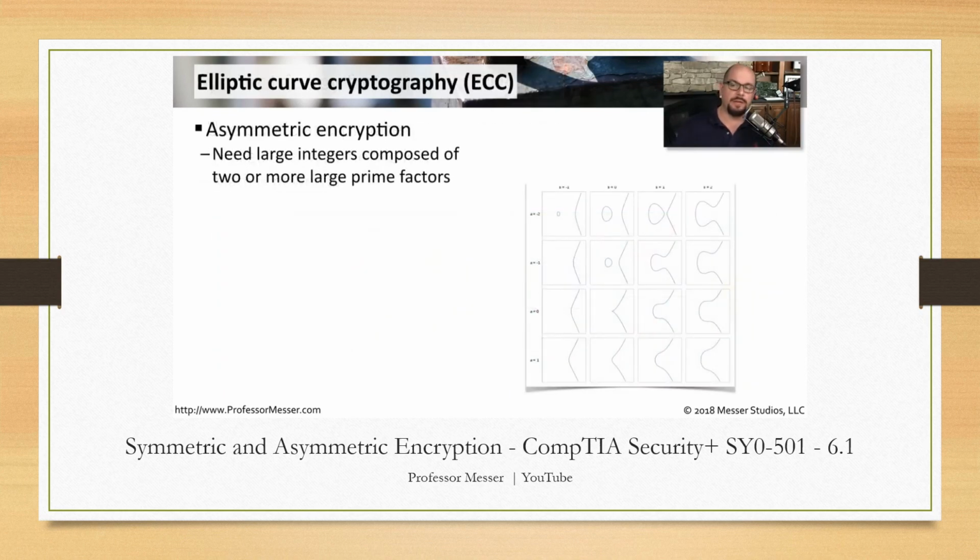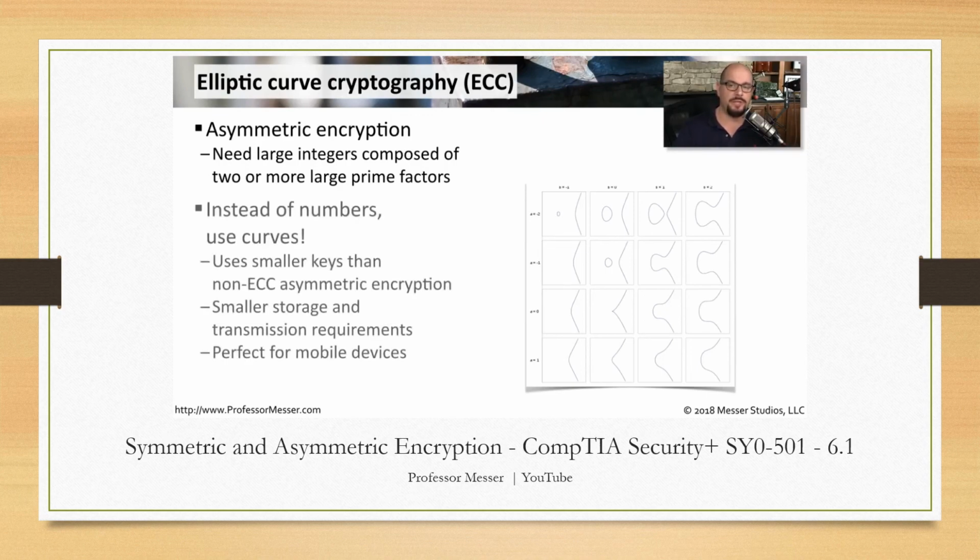This asymmetric encryption process uses very large integers, it uses very large prime numbers, and there's a good bit of overhead associated with using asymmetric encryption. But of course, our mobile devices don't have as much CPU power or memory as our desktop or laptop systems.